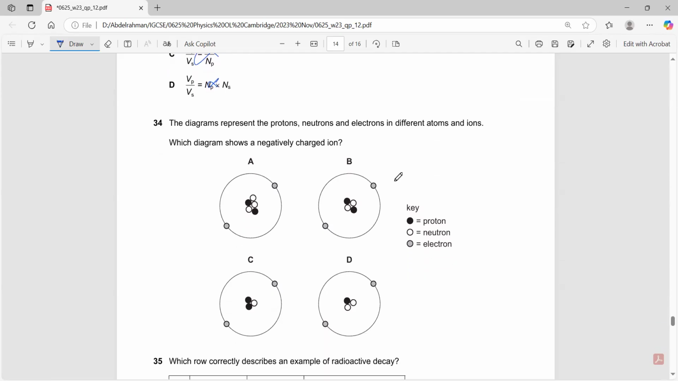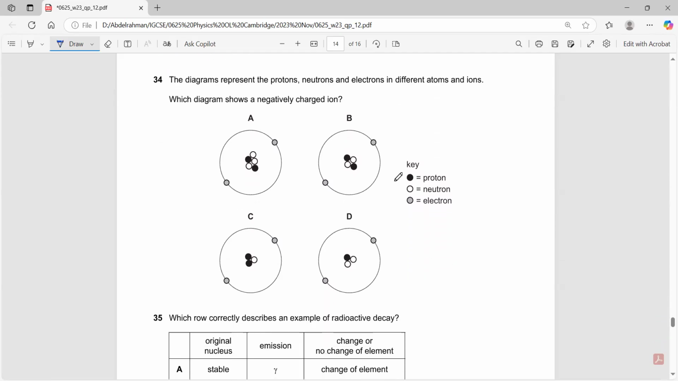Which diagram shows a negatively charged ion? Negative. So we need the number of electrons to be greater than the number of protons. Protons and electrons: we have 2 and 2. This is not negative. 2 and 2. One proton and 2 electrons. So it's D.